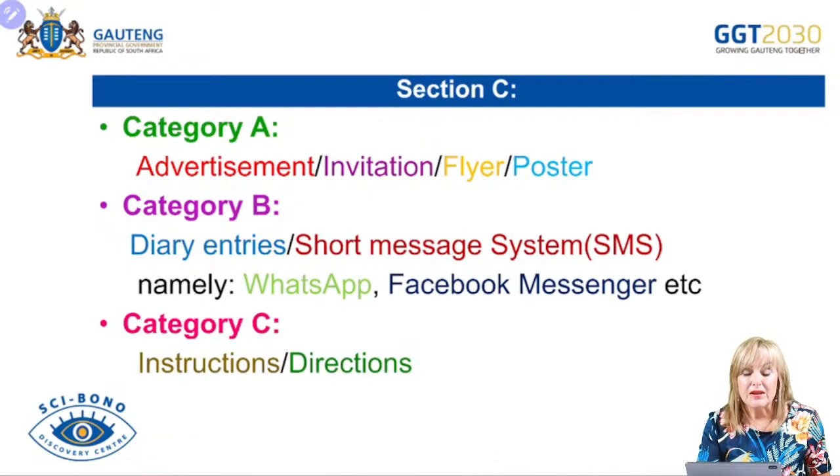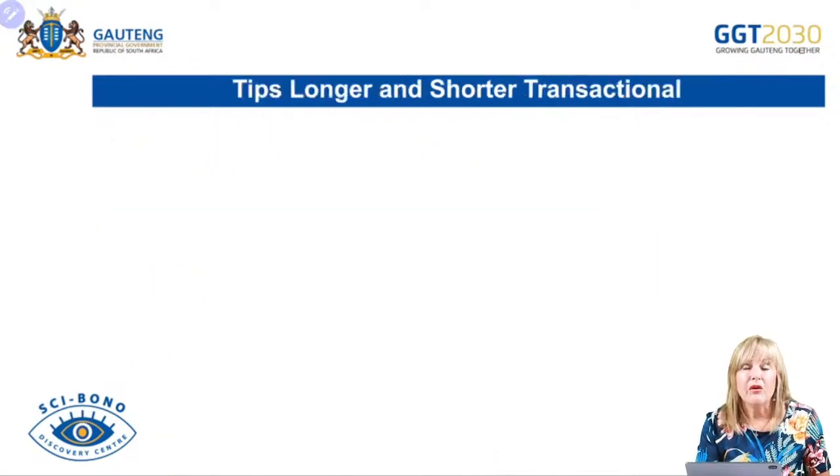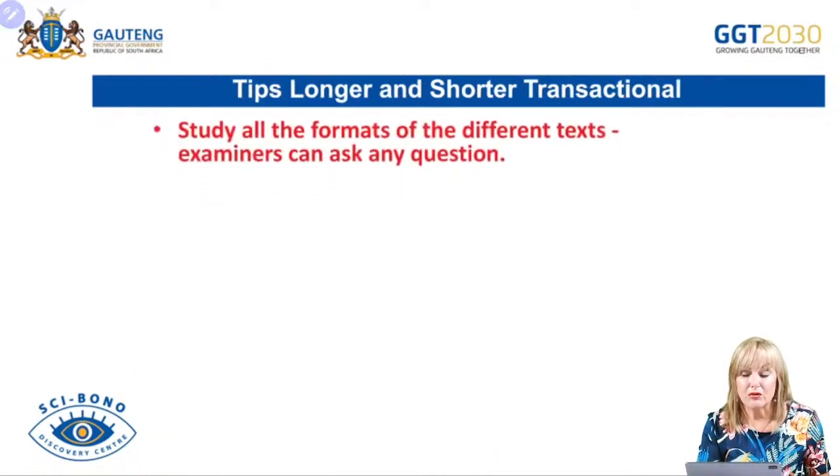And then in category C, there will be instructions or directions. And now I want to give you some tips on writing the longer and shorter transactional.